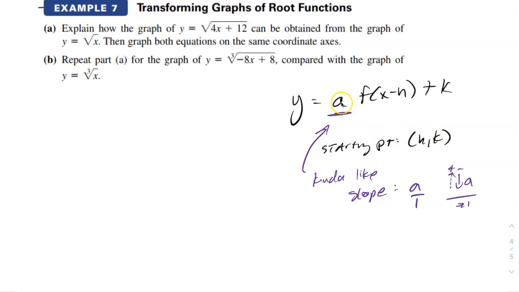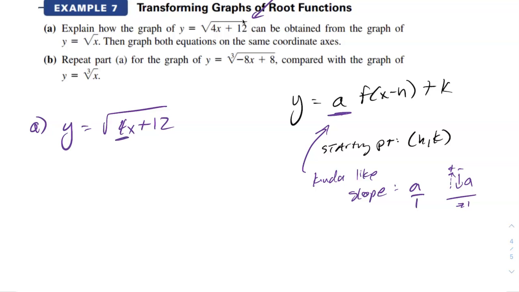So remember, it's called a vertical stretch, but it's treated kind of like slope. So let's do it for a. y equals the square root of 4x plus 12. Now here's the key though. To do transformations, you notice there's no number in front of my x. I gotta get rid of that. I gotta factor it out. So you want x to be alone. I mean, there could be a plus and minus in there, but you want the coefficient of x to be 1.